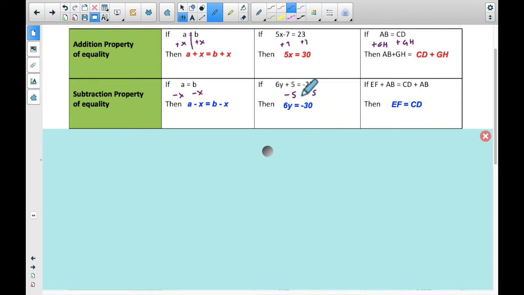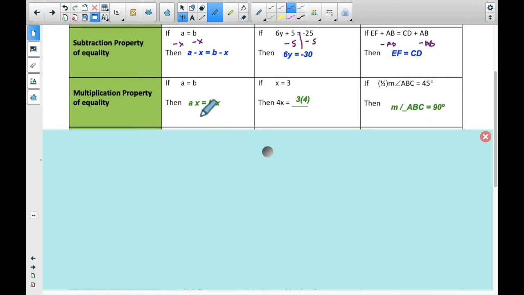What allows us to do that, to add 5 or subtract 5 from both sides, is the subtraction property of equality. And once again, we can do this with geometry also. We can subtract a segment from something. So if we subtract this segment, then we get EF is equal to CD.